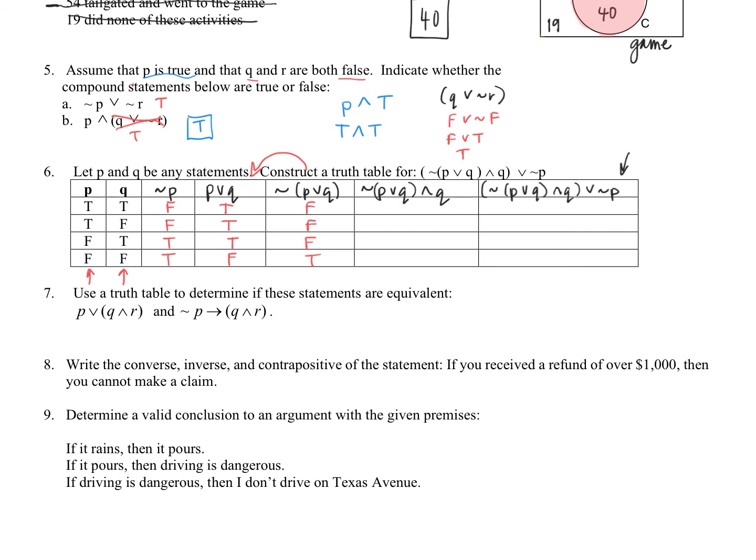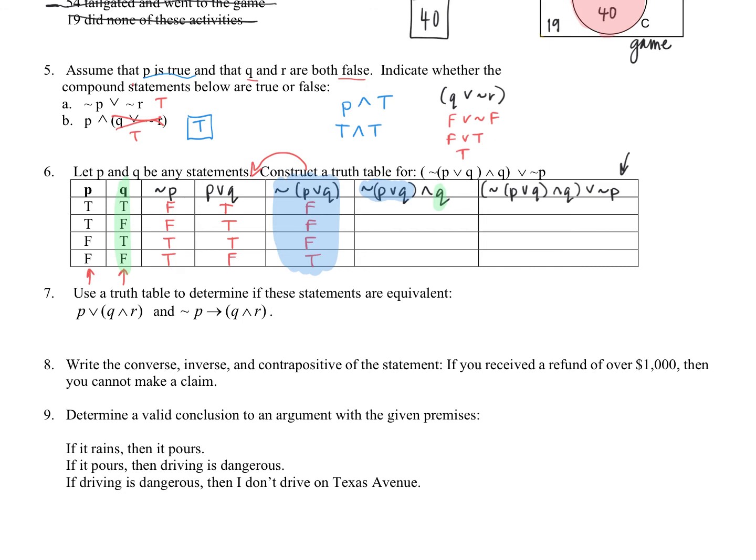Okay, now let's look. We have this, which is this column, right? And then we want to combine that with Q, which is this column, okay? So this is a conjunction. This is an and. So in order for this compound statement to be true, both of the other statements must be true.